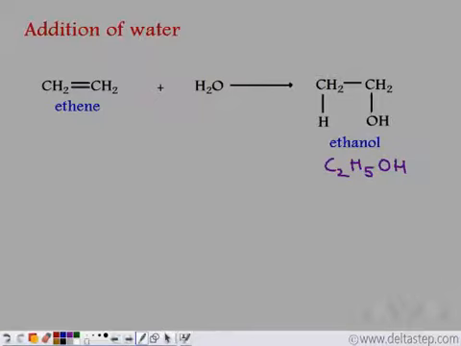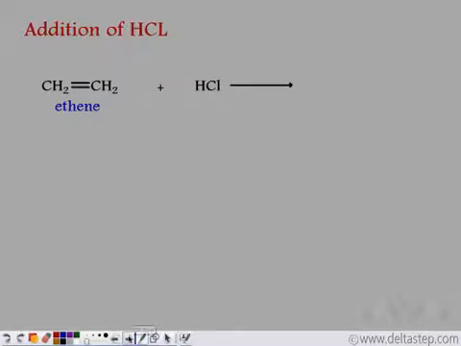So when ethene reacts with water, the H of water goes and attaches to 1 carbon atom, and the OH attaches itself to another carbon atom. Similarly, we have the addition reaction when ethene reacts with hydrogen chloride, the H of HCl attaches itself to 1 carbon atom, and the Cl of HCl attaches itself to another carbon atom by the addition reaction. So the unsaturated hydrocarbon gets converted into the saturated product.